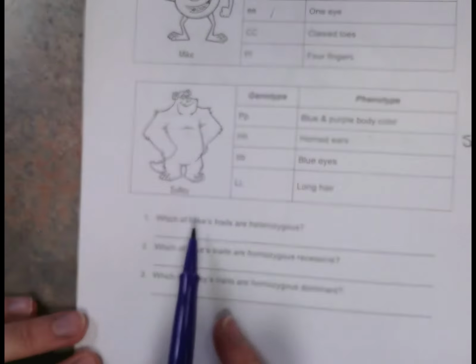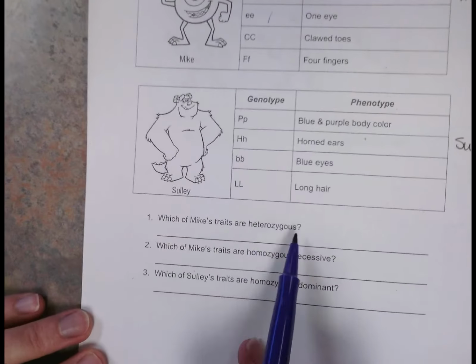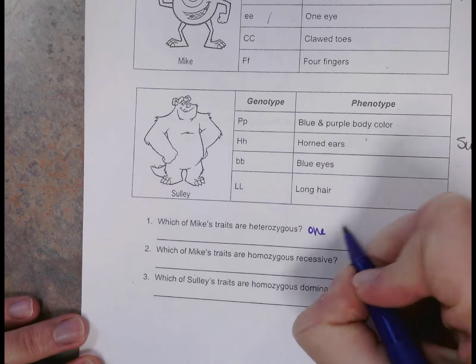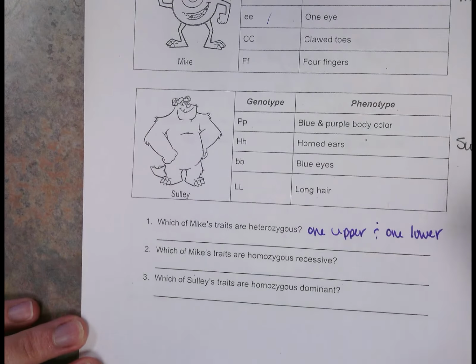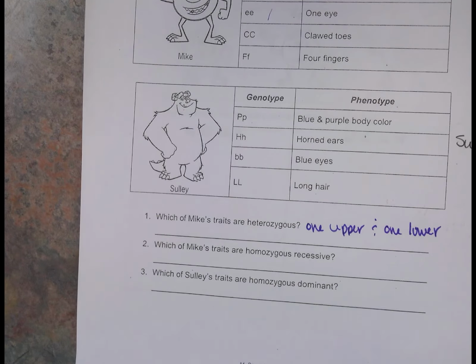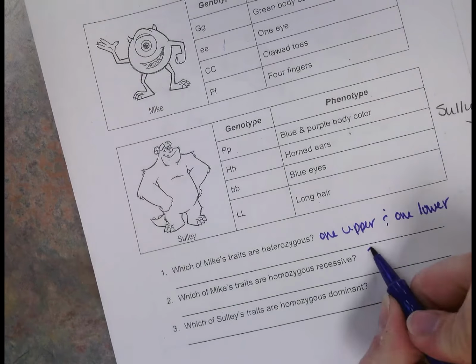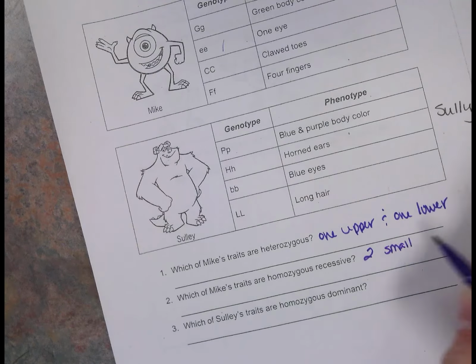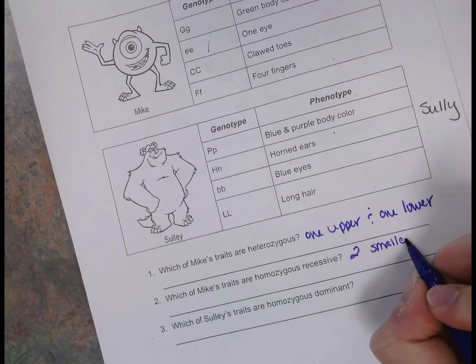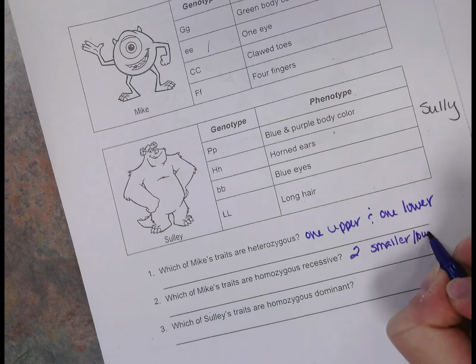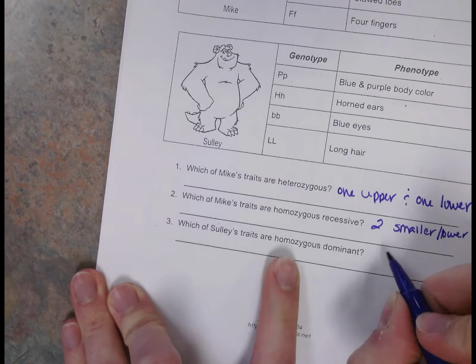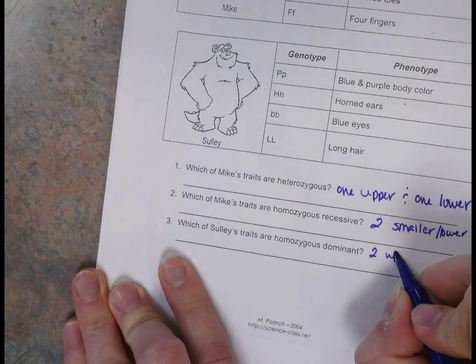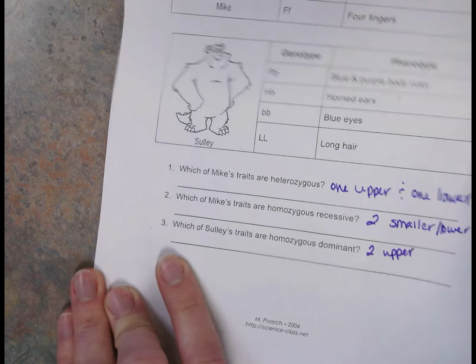So number one, which of Mike's traits are heterozygous, meaning one upper and one lowercase letter. Which of Mike's traits are homozygous recessive, meaning two lowercase letters. And then which of Sully's traits, now we're looking at this creepy looking guy, are homozygous dominant, meaning two uppercase. Okay, really easy on that page.